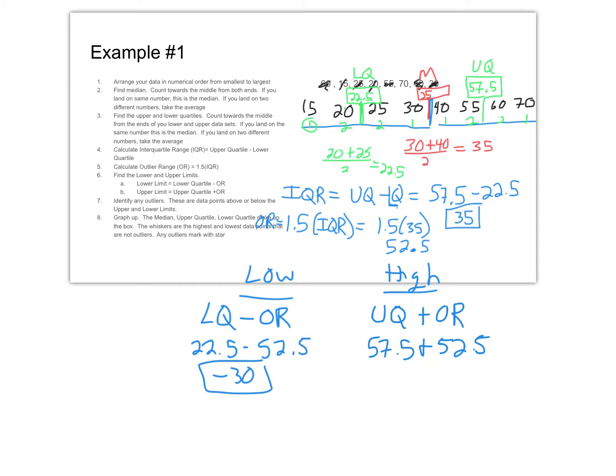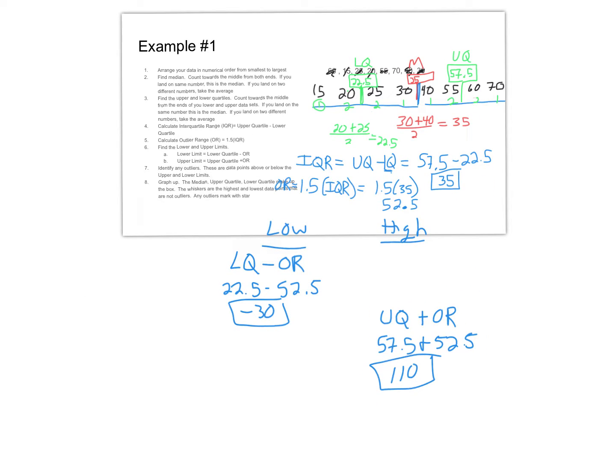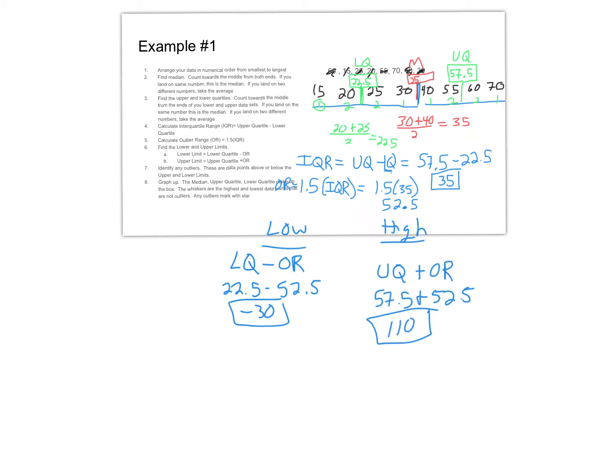And when I do that, I get 110. So looking at my data set, do I have any data points above 110 that would be considered an outlier? Well, no. The highest data point I have is 70. So all my data is good. None of these data points are considered an outlier. So we are ready to start constructing our box and whisker plot.